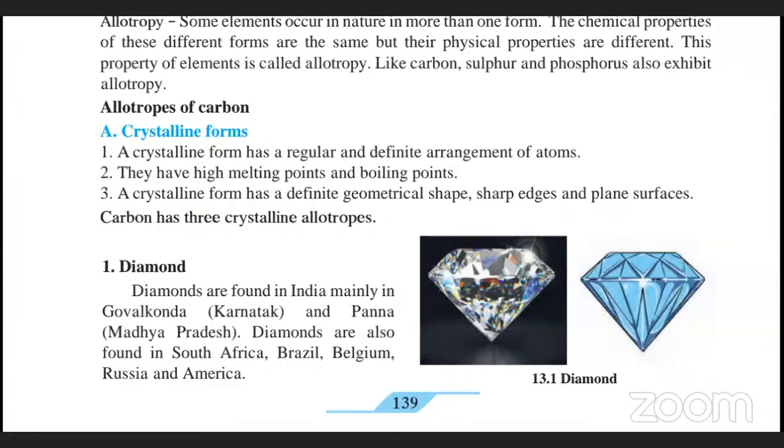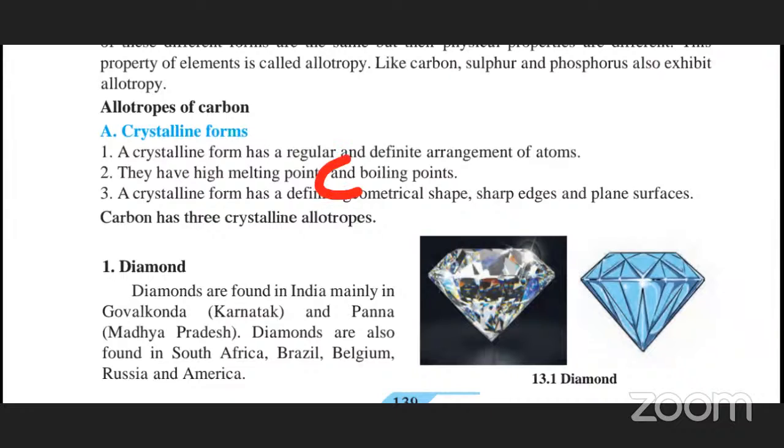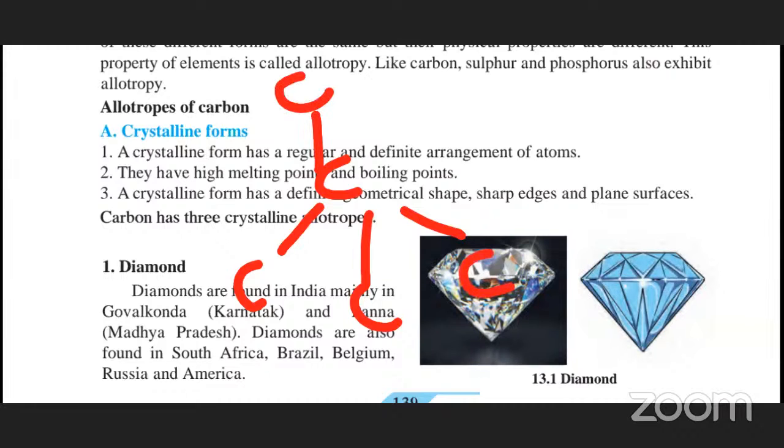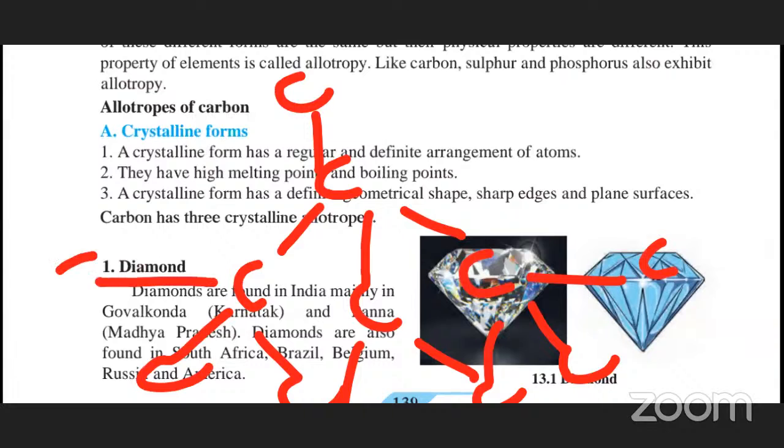Since these are crystalline forms, they have a regular and definite arrangement of atoms. It means all the atoms inside these compounds are arranged in a particular manner and that is fixed. For example, take carbon. Every carbon is connected to four other carbons in a tetrahedral form. Again, this carbon will be connected to four other carbons.